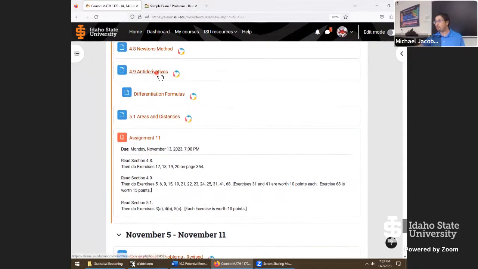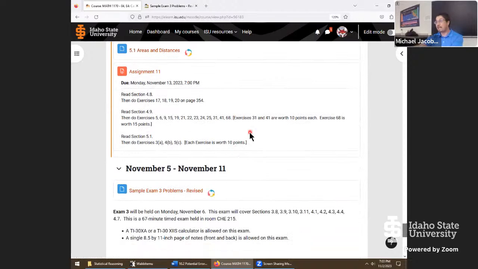We mentioned with section 4.9, we're changing gears. We're going from taking derivatives, the differential calculus, to now in chapter 5, we're taking integrals. So we're dealing with the integral calculus. 4.9 bridges the gap, and here's how the notes start.